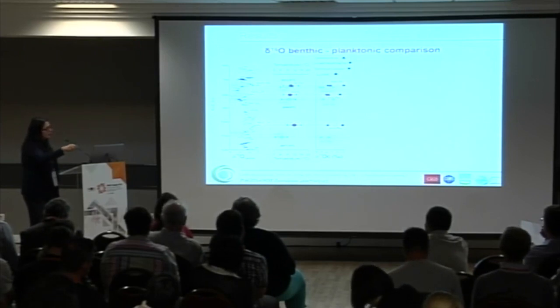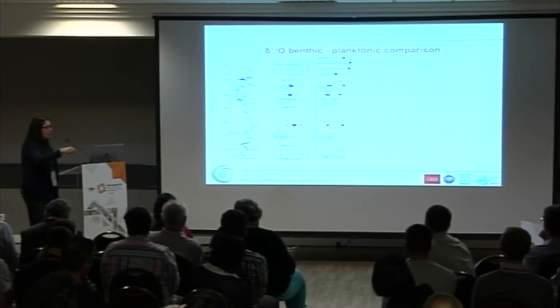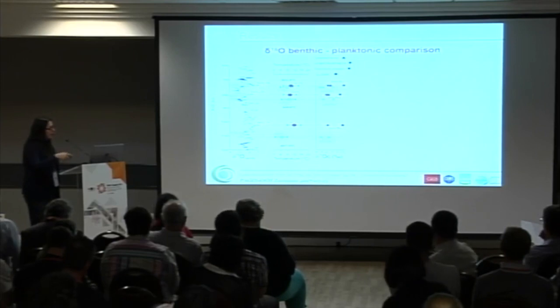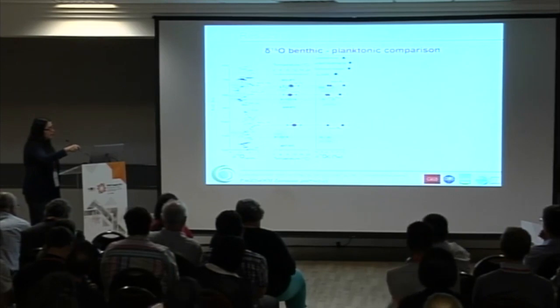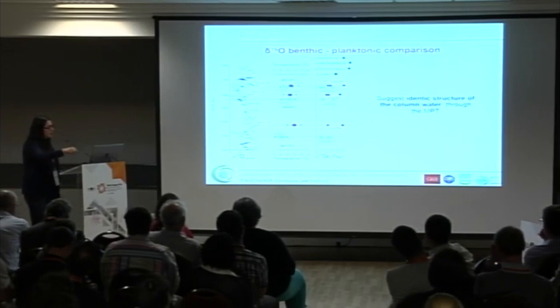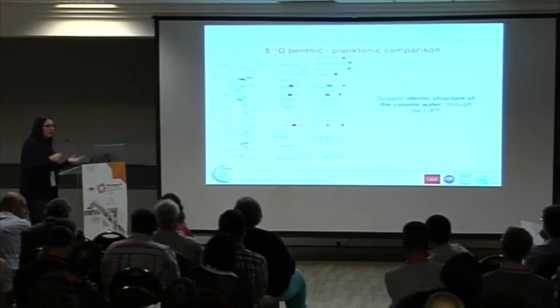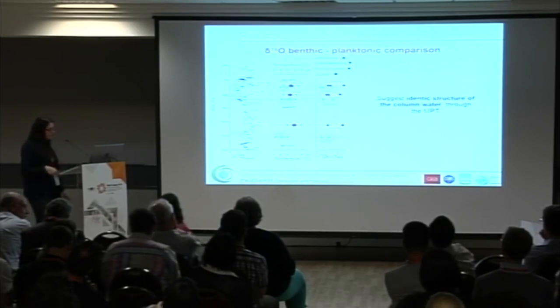So you can see here for the interglacial periods, we have the same difference between planktonic and benthic foraminifera. And it's the same for the glacial periods. So that suggests we have an identical structure of the water column through the MPT for the interglacial periods and for the glacial periods. So at least we can compare the interglacial temperatures together and the glacial temperatures together.